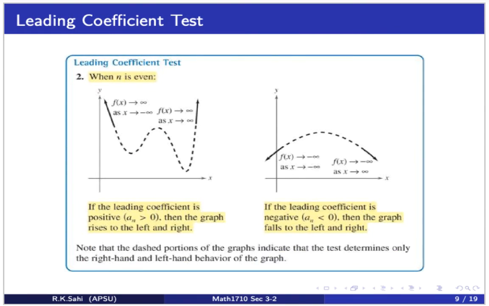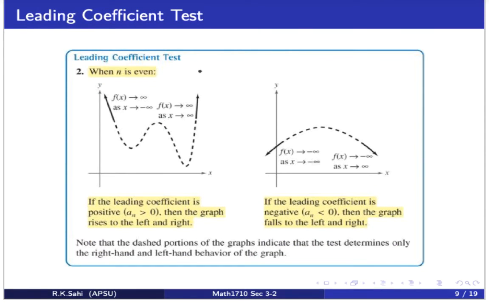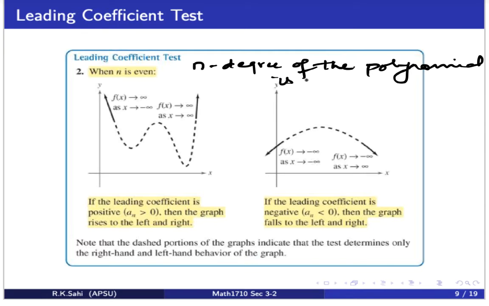Now, let's look at the other scenario, when n, the degree of the polynomial, is even. Then what happens? Once again, two scenarios will take place. When the leading coefficient is positive, in that scenario, the graph according to the test is going to rise to the left and the right.